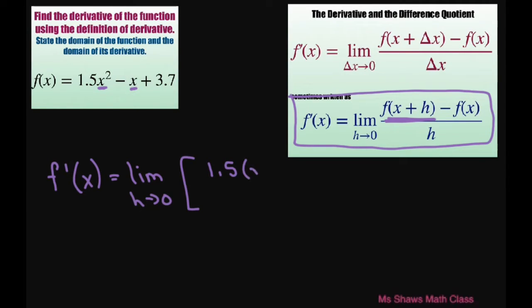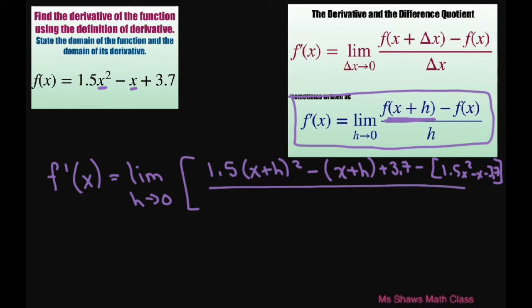1.5 times x plus h squared minus, and have another x, so x plus h again, and then plus your constant, which is 3.7. And then you subtract the whole function, which is 1.5x squared minus x plus 3.7. All right, and then you divide everything by h.